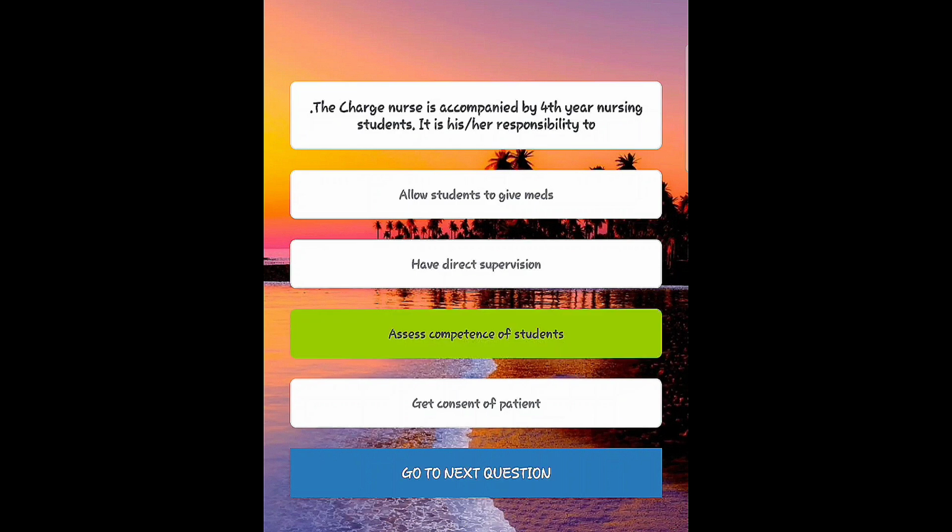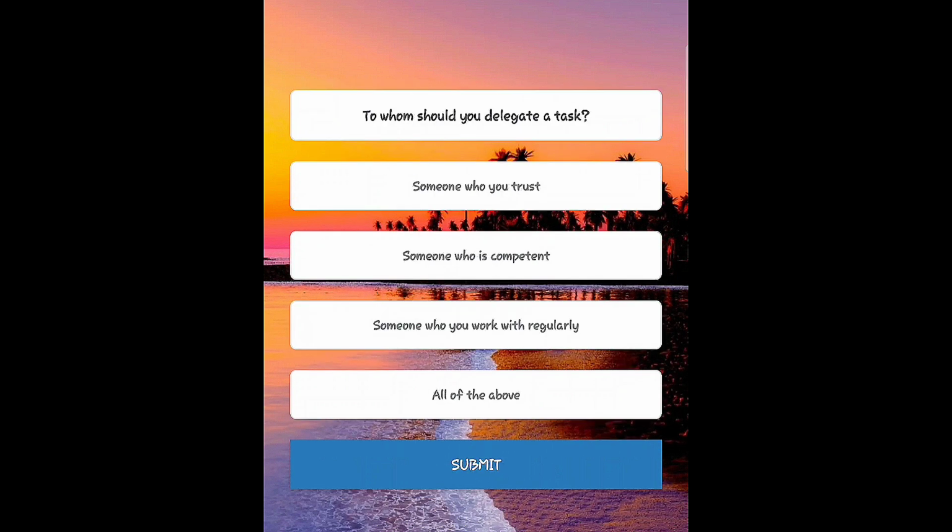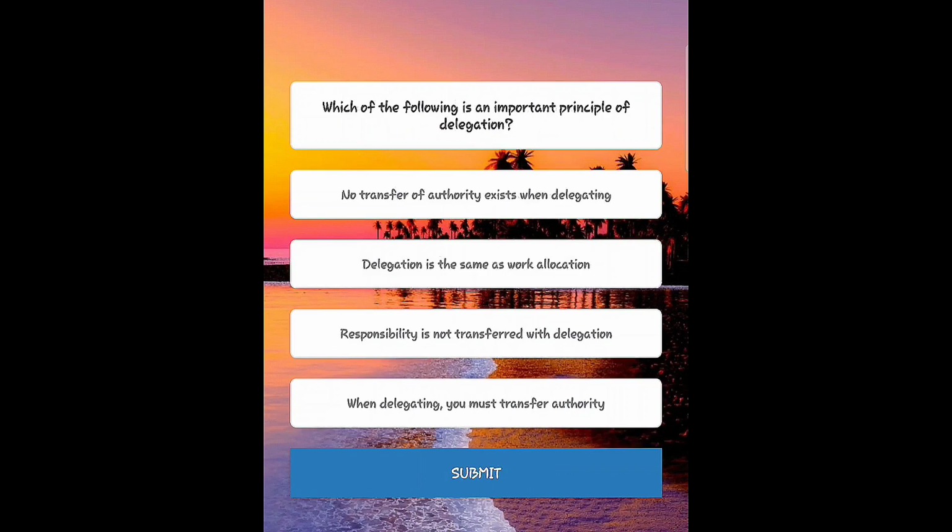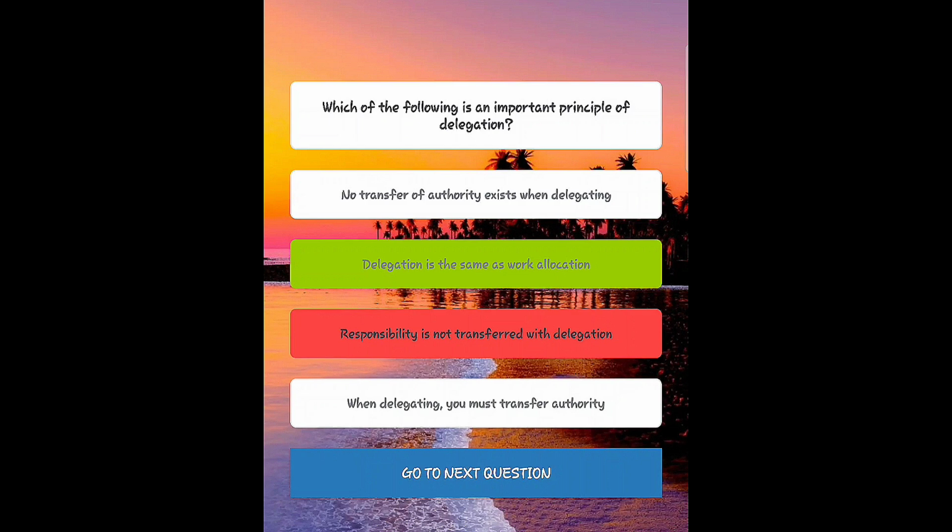Okay, then the next question, guys, it says, to whom should you delegate a task? It is to who is competent, not someone you trust or someone you work with regularly, someone who is competent. So the next question says, which of the following is an important principle of delegation? A, no transfer of authority exists when delegating. B, delegation is the same as work allocation. C, responsibility is not transferred with delegation. D, when delegating you must transfer authority. I think the answer should be that delegation is the same as work allocation. Let's see. And yes, it is correct, guys.